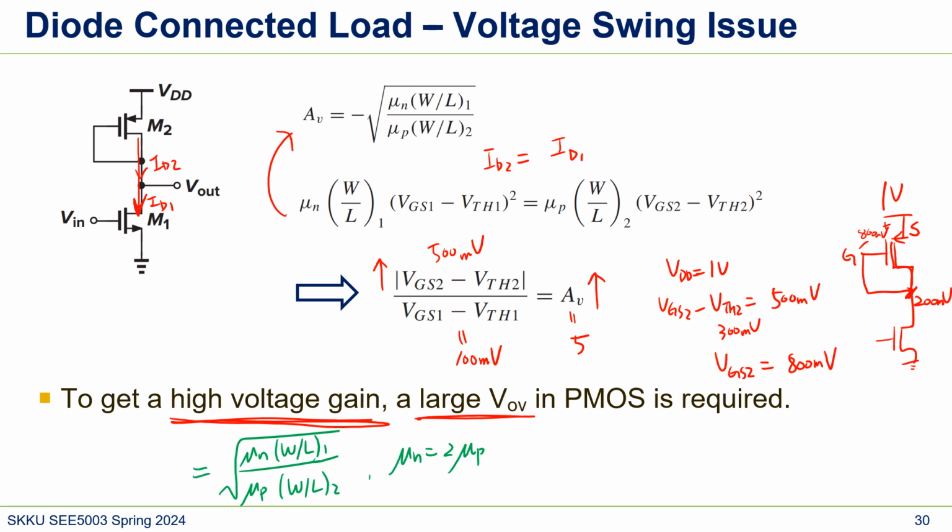So let's say we want to get like 5. It turns out 25 μn/μp W/L and W over L 2. And then since this is 2, it turns out it gives us 12.5 W/L, and W1/L1 over W2/L2. So what it says is W1, the NMOS size. Here the NMOS 1 size should be 12.5 times larger than the PMOS size.